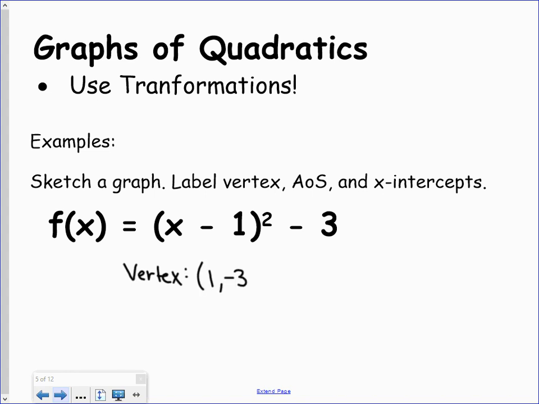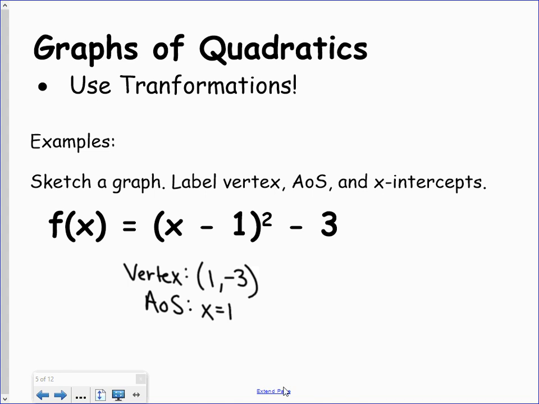1, negative 3. Remember, h in the equation always looks like the opposite. k looks like what it really is. Okay, so 1, negative 3. If you have the vertex, you also automatically have the axis of symmetry. What's your axis of symmetry? x equals 1. That's one of those things Ms. Crosby's going to be picky about, so that you have x equals right there.